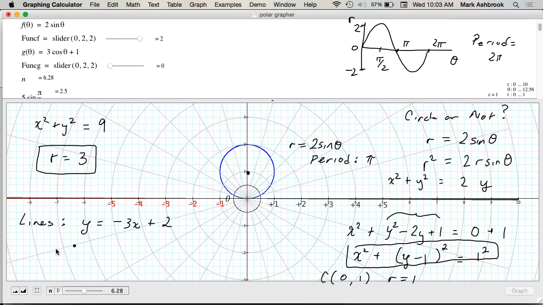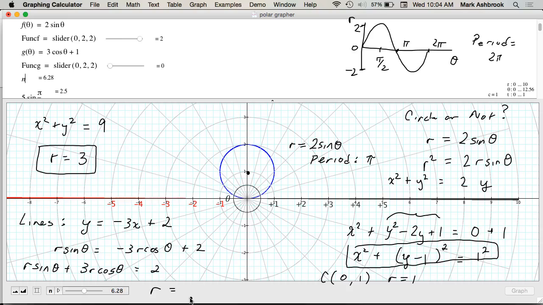Y equals r sine theta. X equals r cosine theta. And in polar coordinates, r is dependent on theta, so we want to write r as a function of theta. So what do we do to do that? We're going to have to bring this over. So we'd have r sine theta plus 3 r cosine theta equals 2. Factor out r and divide.